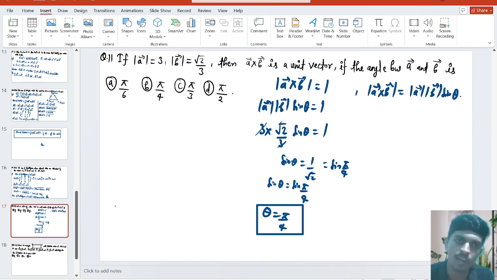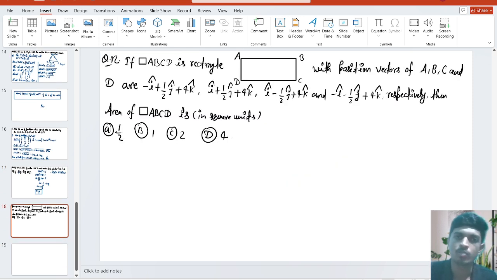So option number B will be correct. I hope it is clear to you. So coming to the next question. The next question is: if the quadrilateral ABCD is a rectangle, here ABCD is a rectangle, looks like here.